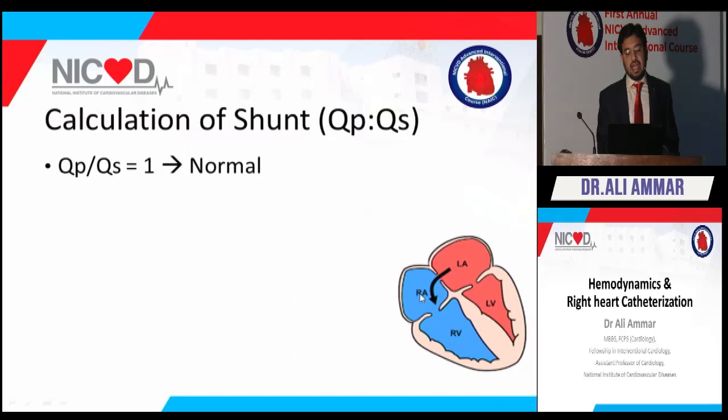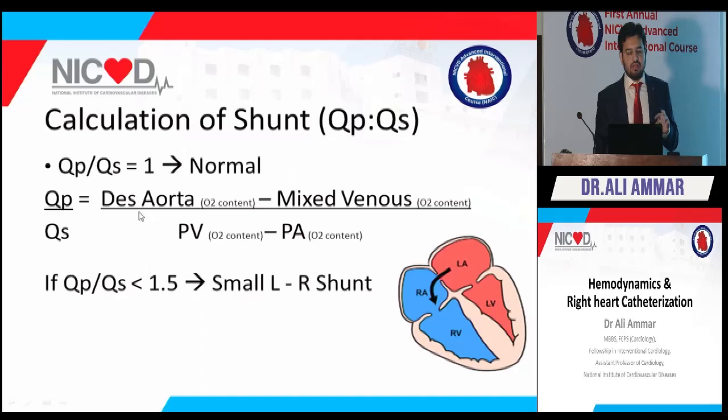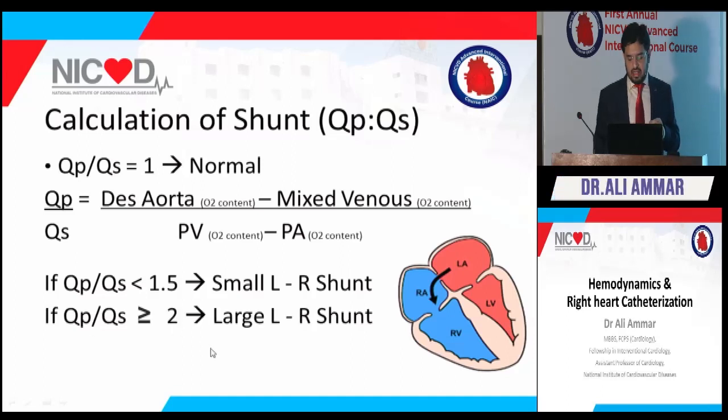So how to calculate the shunt? If there is a shunt between LA and RA, in our patient there was no shunt. If there is a shunt, then we have to see whether the flow in the left system and in the right system are the same or not. So the normal is 1. We will divide QP by QS. You know the equations of the QP, you will put it there. It is a simplified equation, and by putting it, we will calculate the QP/QS. If it is less than 1.5 and there is a shunt, it will be labeled as a small left to right shunt. But if it is more than 2, then it will be labeled as a large shunt.